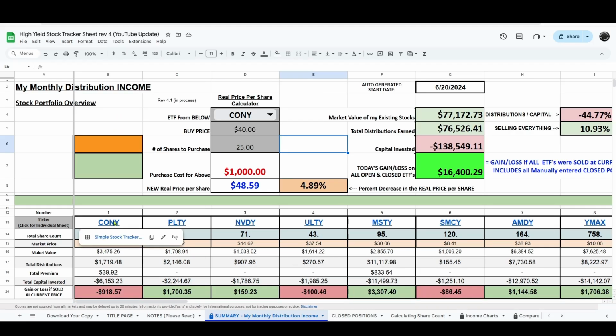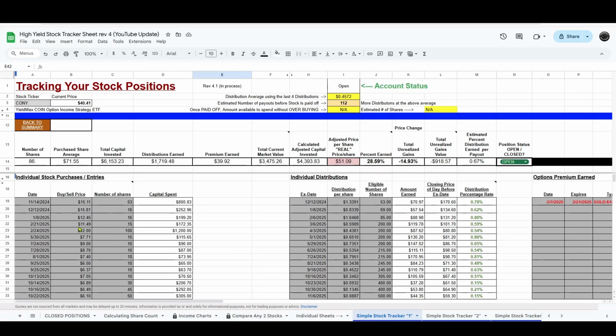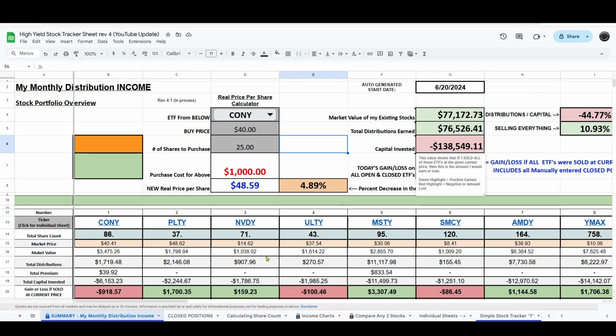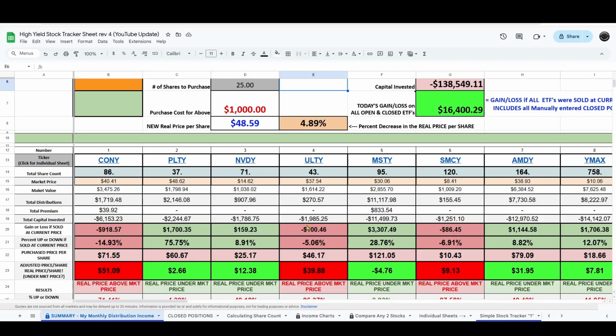And to do that, of course, you can go straight to the individual sheet. You'll enter in all of the entries here, and these are your purchases or sales, and then your individual distributions will enter into this table. It will calculate it all for you, and then it will give you your real price per share, which is the adjusted price per share. And then all of that will populate onto the summary page here for you to easily see where you're currently at in each of your positions. So by filling out each individual sheet, it will populate the summary page so that you can track your own individual ETFs that you are invested into.